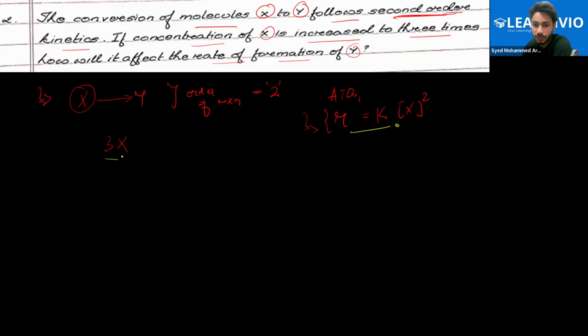If the concentration is 3x, according to the question, what is happening, and how much is the formation of y affected? You have to tell me what dy upon dt is. That is what is being asked, and what is given to you is the rate expression.